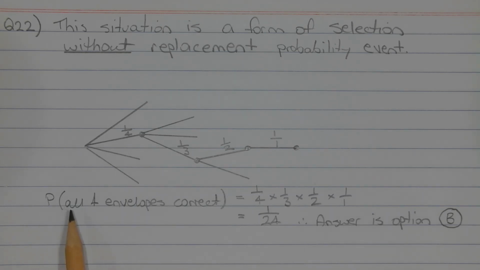Now the probability that all 4 envelopes are correct is found by multiplying these 4 probabilities together. So 1 over 4 times 1 over 3 times 1 over 2 times 1 over 1 is equal to 1 over 24. Therefore the answer is option B.